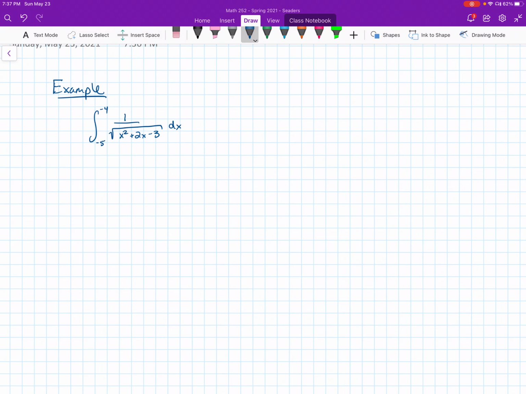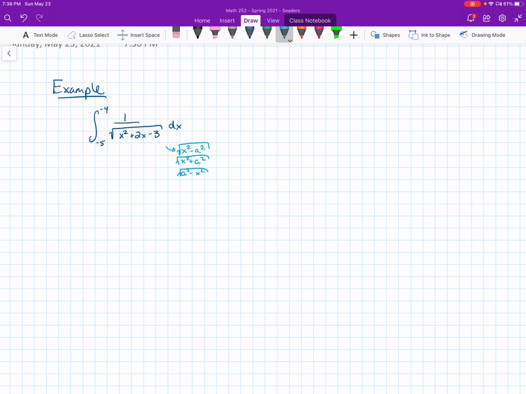Let's do one more trig substitution that has some more interesting layers to it. When we first look at this example, we might not immediately see it as a trig substitution, because for a trig substitution, we need something like x squared minus a squared, or x squared plus a squared, or a squared minus x squared inside a square root. That's what we're looking for.